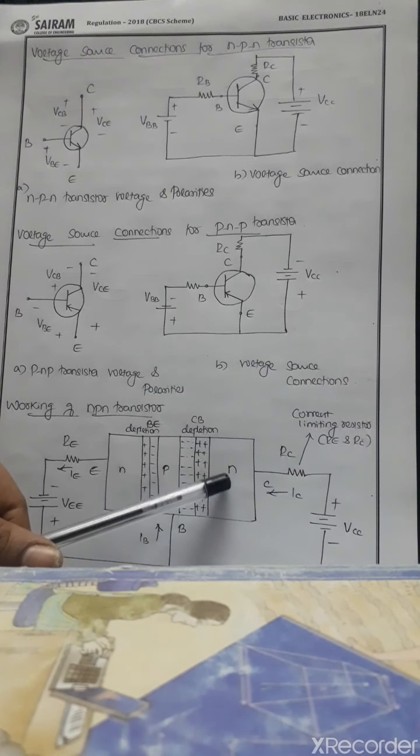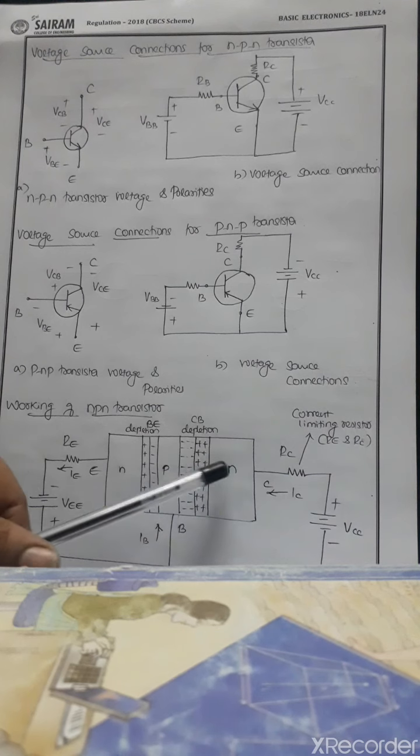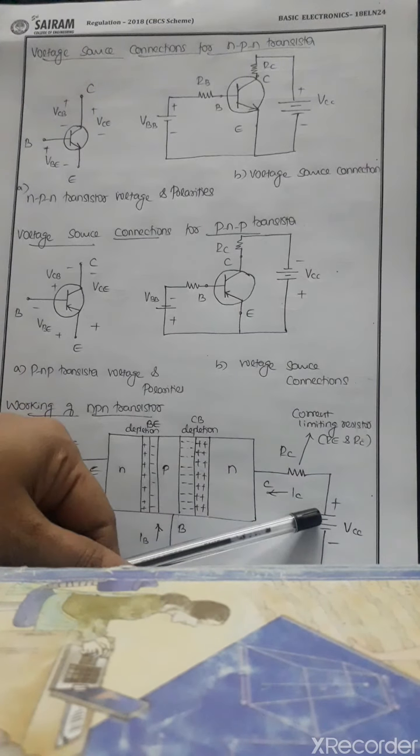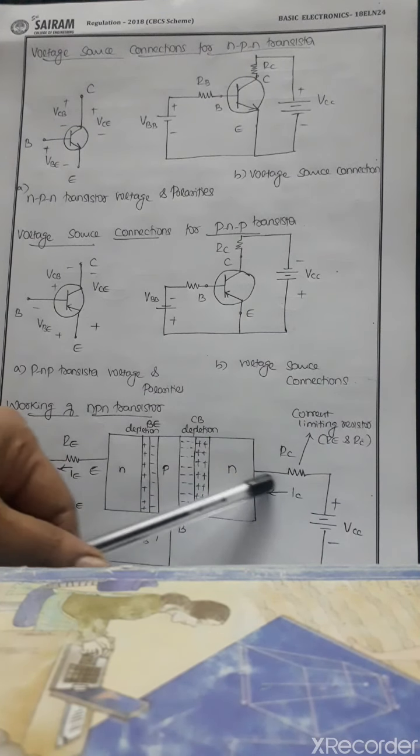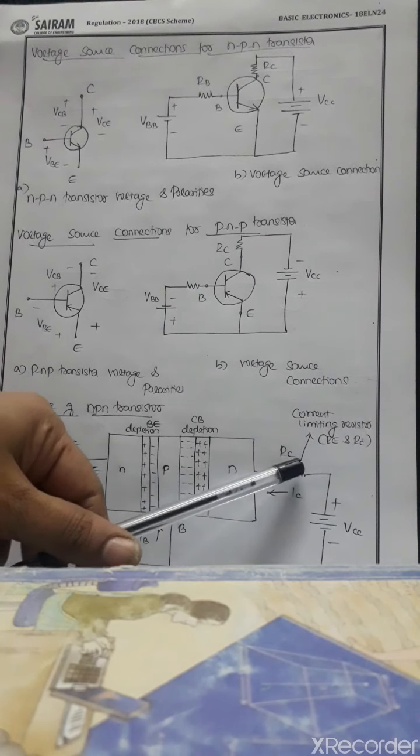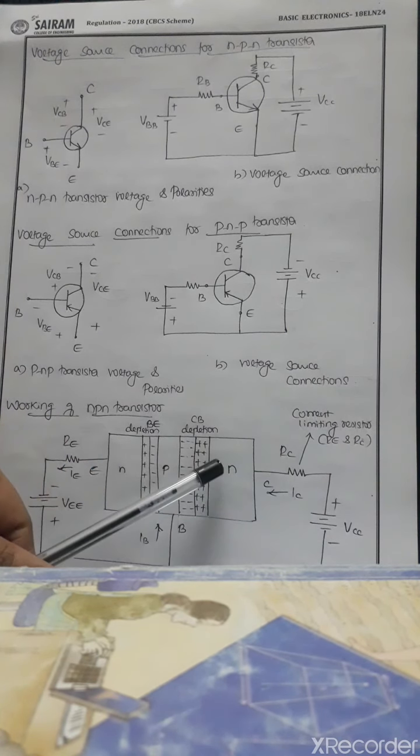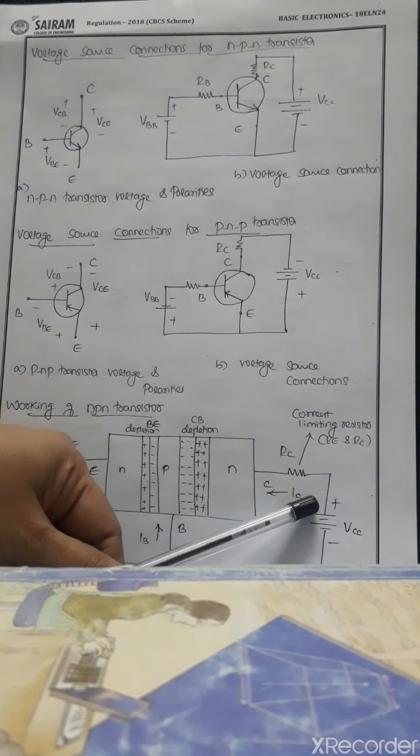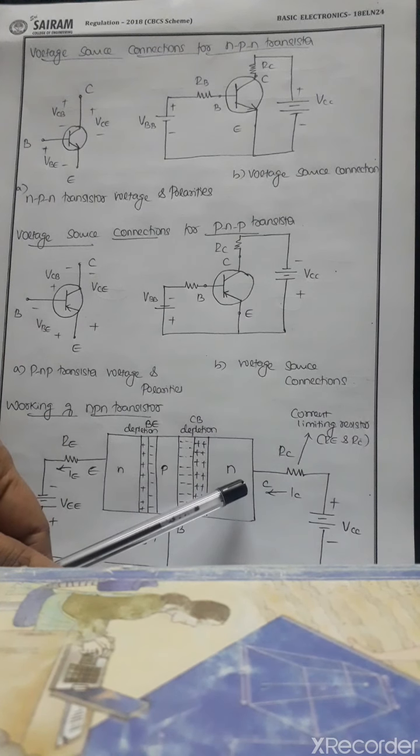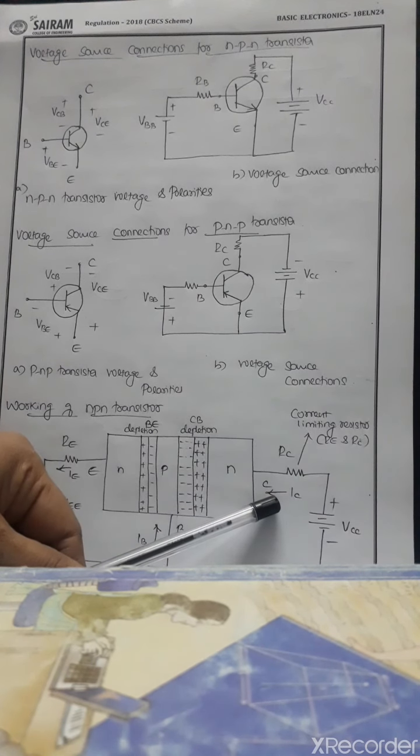that is towards the collector, and since it is under reverse bias, all these electrons will be attracted by the positive of the battery. So the flow of the electrons will tend to move away from the collector, and it will be attracted towards the positive of the power supply VCC. So the flow of electrons will be in this direction, whereas the flow of current will be in the opposite direction, and this constitutes the collector current IC.